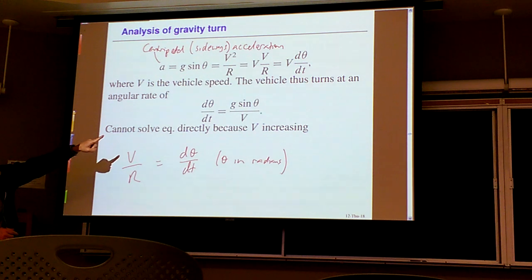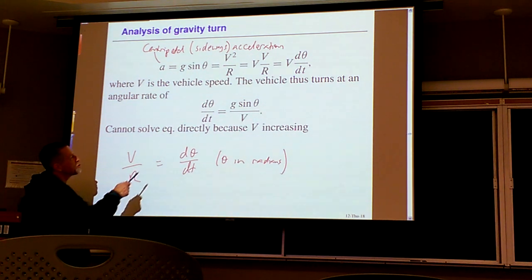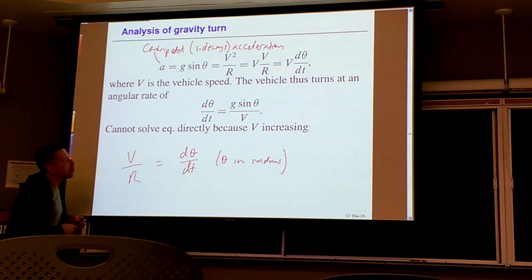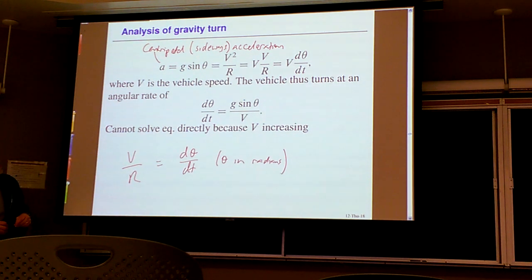So this then is how fast the vehicle has to turn in order to keep up with the gravity turn. So this is the basic equation for the gravity turn. And then everything else, we just have to integrate the vertical part of the acceleration to get the vertical change in speed, and the horizontal part.